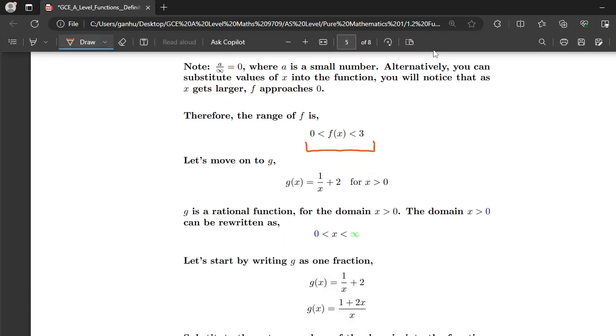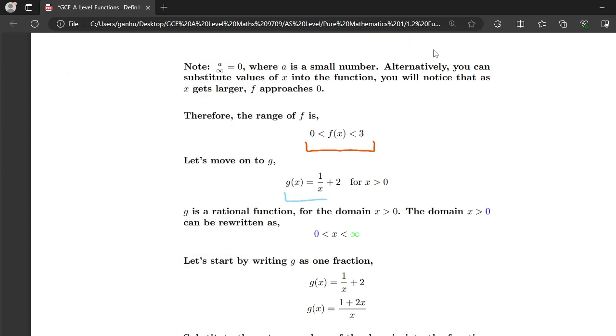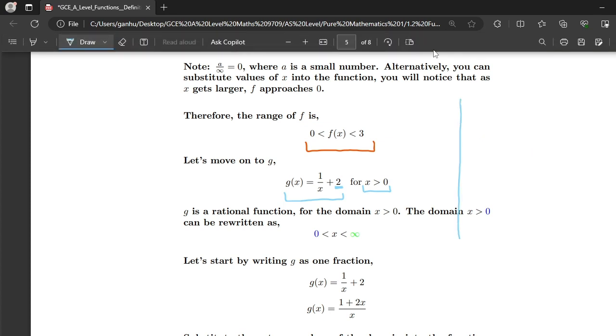Now let's move on to the range of g. g of x is equal to 1 over x plus 2 for x is greater than 0. So again, the graph of y equals 1 over x looks like this. But notice now we have a plus 2. The plus 2 means that we are translating our graph by 2 units in the y-axis. So it's going to move upwards by 2 units. So if we're to erase this graph and sketch it, it should look like this.